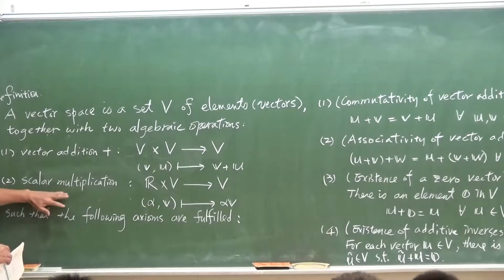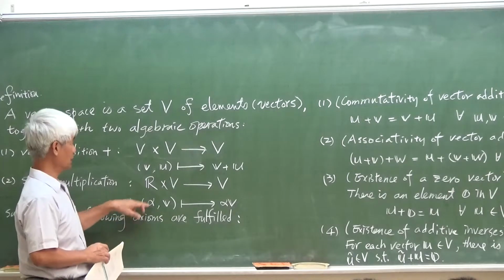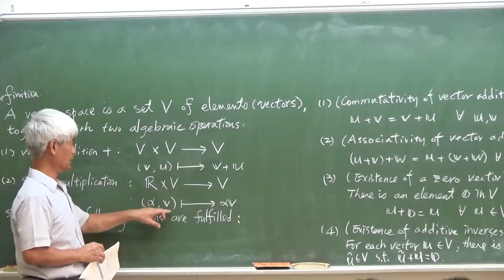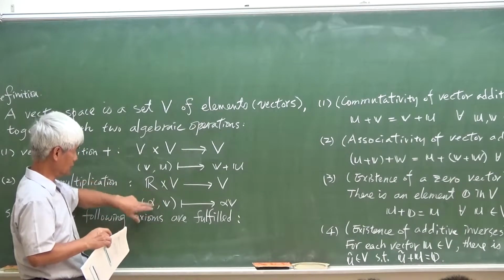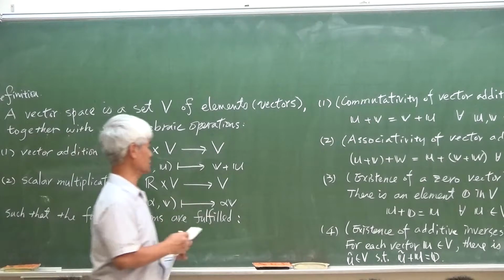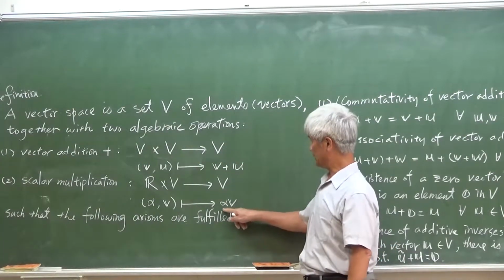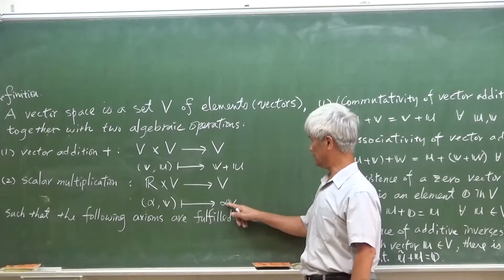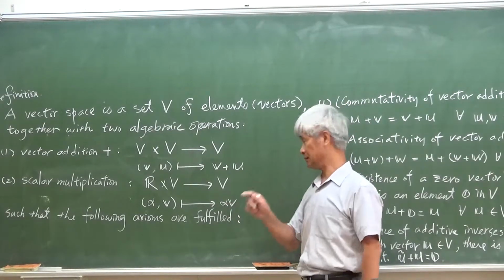And also we have a scalar multiplication, so that you pick up a real number and a vector here. Then with some operation among these two objects, you get another vector, and this vector is represented by alpha u. So here we have a multiplication.